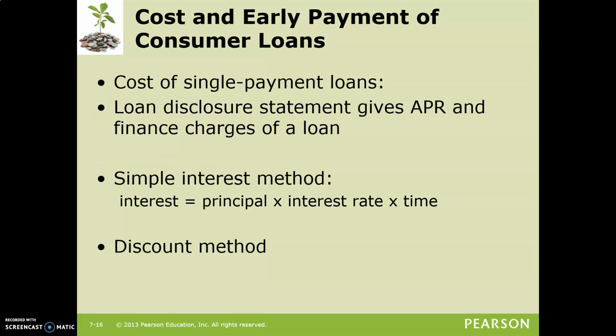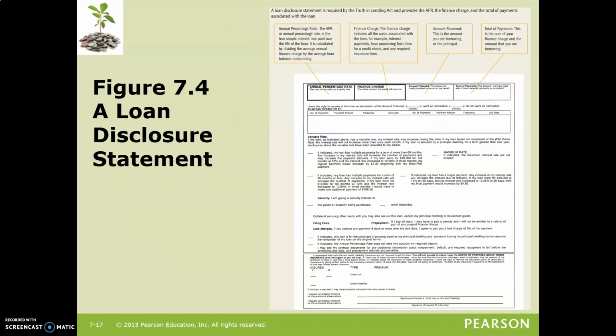So for the cost of a single payment loan, there is a way to calculate it. Later we go to the next slide and see how they calculate the cost of a single payment loan. Loan disclosure statements give the APR and finance charges of the loan. The simple interest method is principal times interest rate times time, and we also have the discounting method. So here is a type of loan disclosure statement. You are given this if you were to actually acquire a loan.